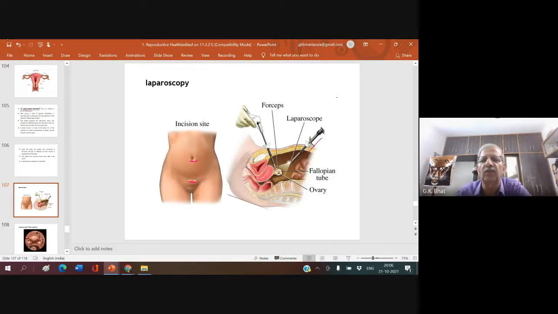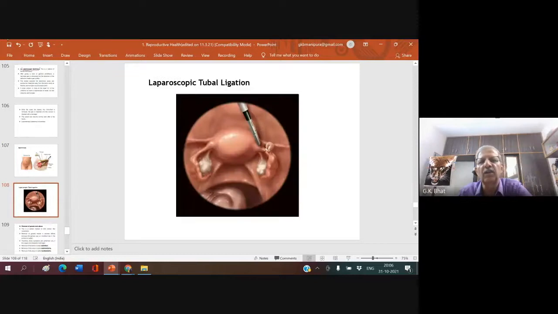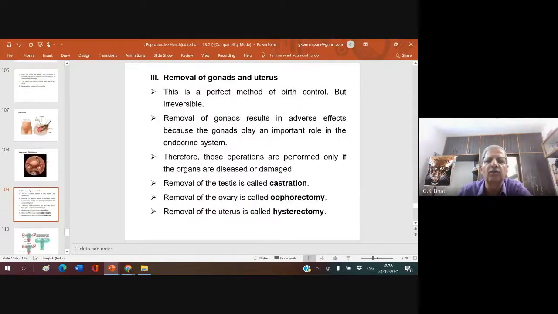Through these incisions, they introduce the laparoscope, the forceps, and also the light, and they can trace where the fallopian tube is. After tracing the fallopian tube, a ligate is put, a knot is put on this. On both sides, they have to put this. Laparoscopic tubal ligation. The tube is ligated, just like putting a rubber band. And whenever that woman wants to become pregnant later, this can be removed and she may conceive again. So it is one way, and it is safer.